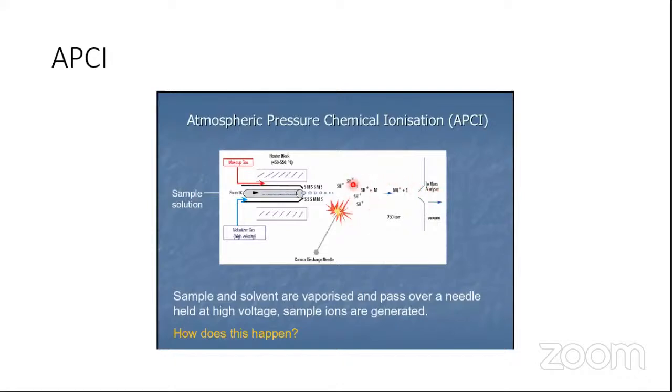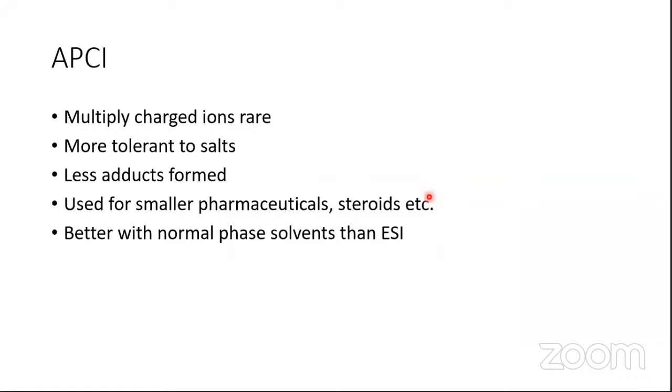Most of the solvent molecules will go out because of the flow of nitrogen in this area, because everything is happening here at atmospheric pressure. So only the molecules which are heavier and pulled by the vacuum over here enter the mass analyzer. In APCI, multiply charged ions are rare, it is more tolerant to salts, and fewer adducts are formed. I am not explaining all these terminologies in the time available. It is used for smaller pharmaceutical compounds, steroids, lipids, etc.